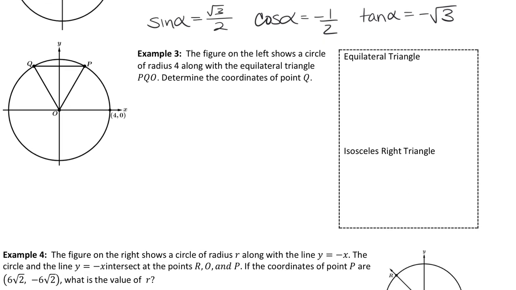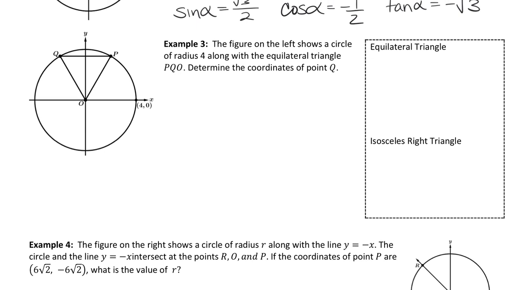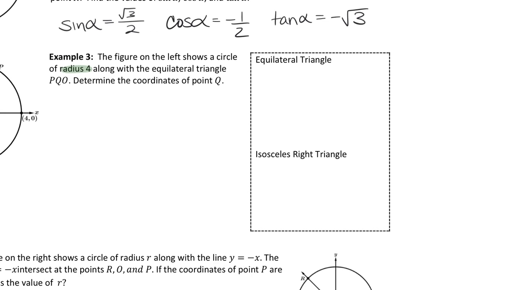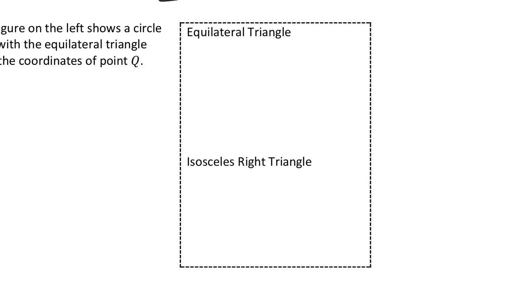We shall. Example 3 says the figure on the left shows a circle with radius 4. Ooh, important. What's the radius length here? 4, along with the equilateral triangle PQO. We're going to determine the coordinate points of point Q. Interesting. Let's talk about equilateral triangles for a second. And because I know questions I'm going to ask you later, we'll also talk about an isosceles right triangle.